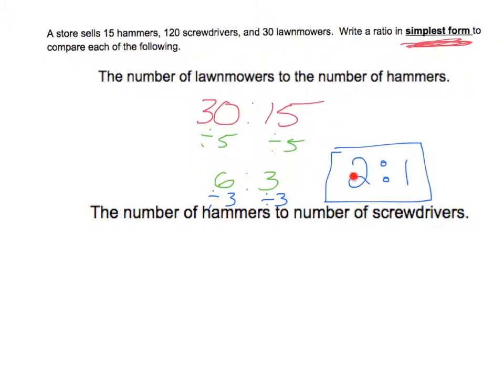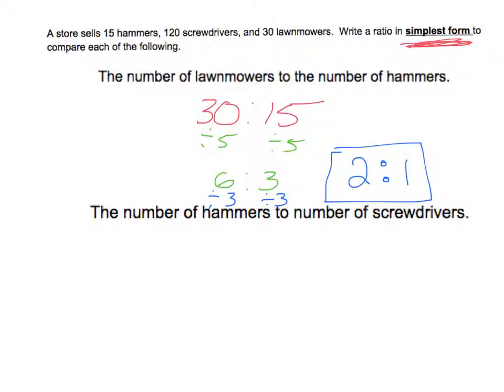It's very important you write it 2:1. If you have them backwards, that's incorrect because it specifically asks lawnmowers to hammers. If you had 1 and 2, that's hammers to lawnmowers. So that's not what the specific question is asking.